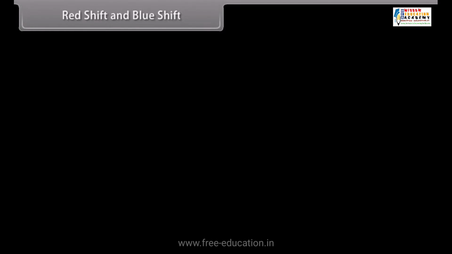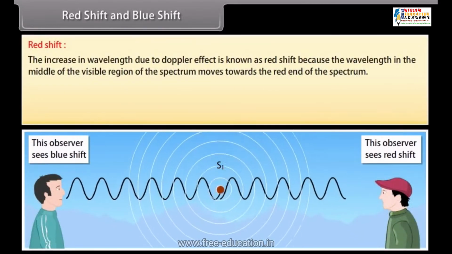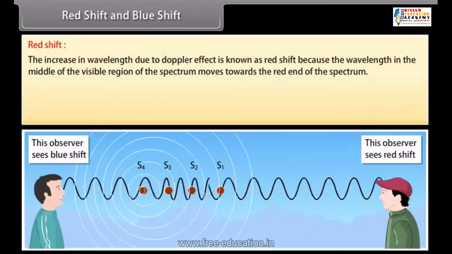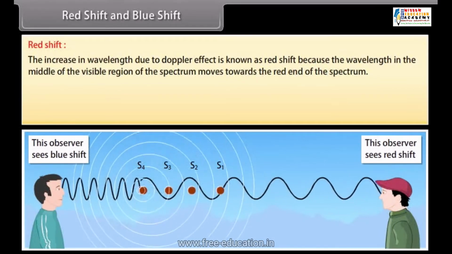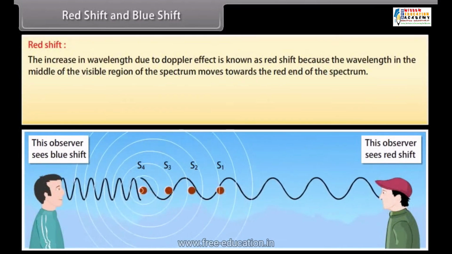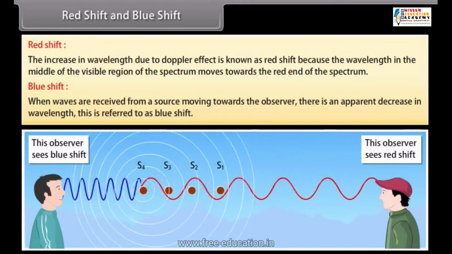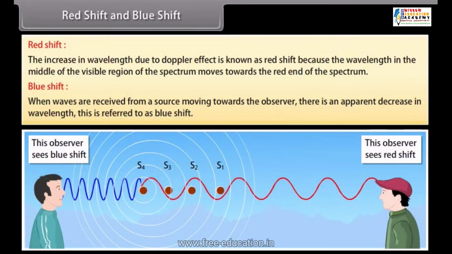Redshift and blueshift. Redshift. The increase in wavelength due to the Doppler effect is known as redshift, because the wavelength in the middle of the visible region of the spectrum moves towards the red end of the spectrum. Blueshift. When waves are received from a source moving towards the observer, there is an apparent decrease in wavelength. This is referred to as blueshift.